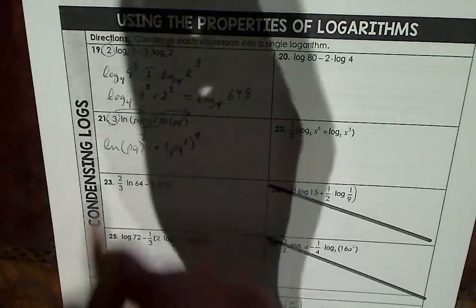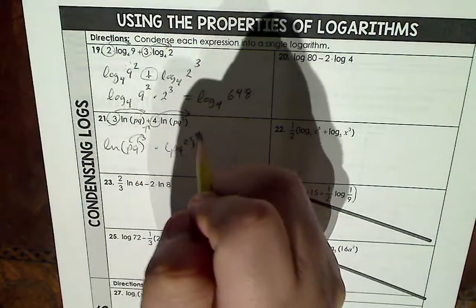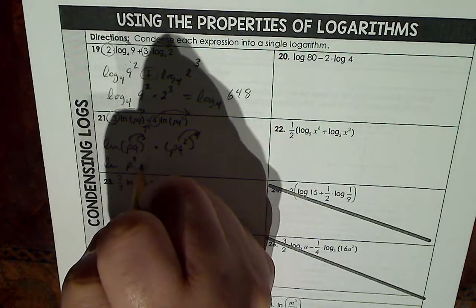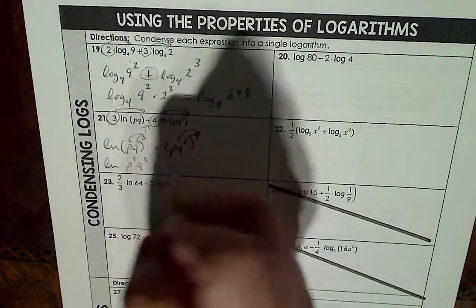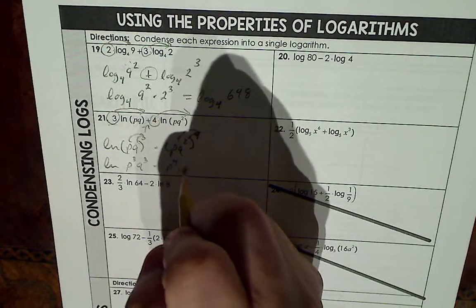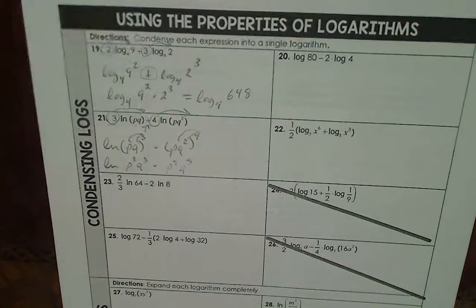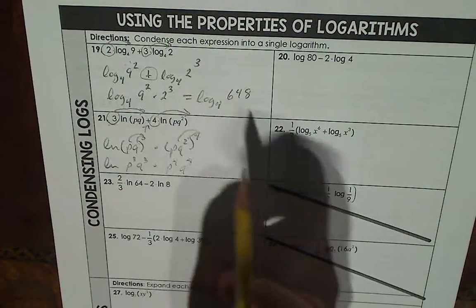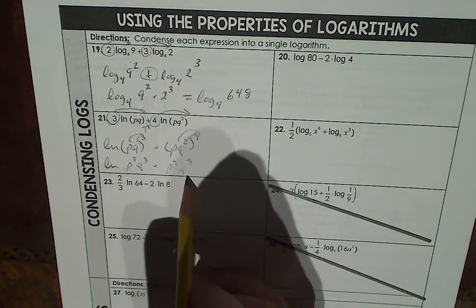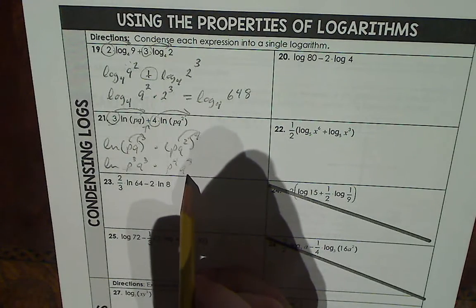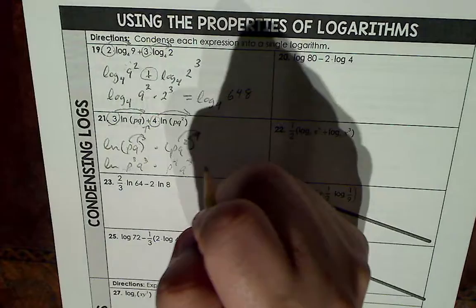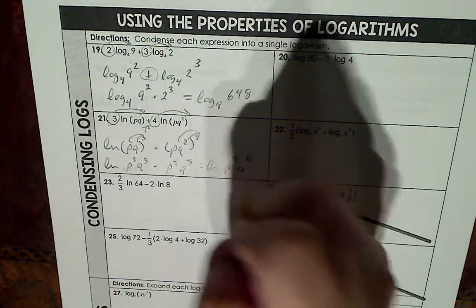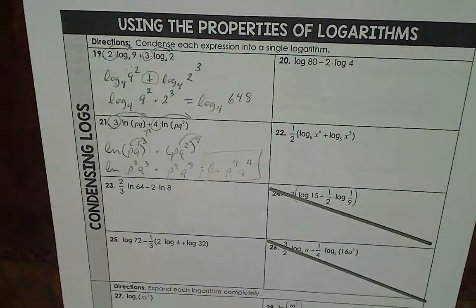Then I'm going to go ahead and distribute. So it becomes a natural log of P cubed Q cubed times P to the fourth Q to the eighth. And then anytime you multiply, you add exponents. So it's going to become the natural log of P to the seventh Q to the 11th.